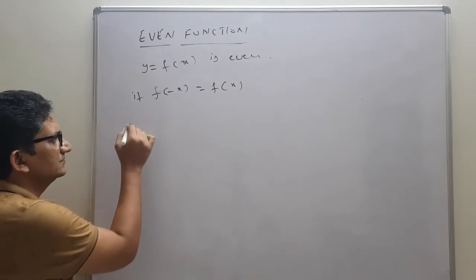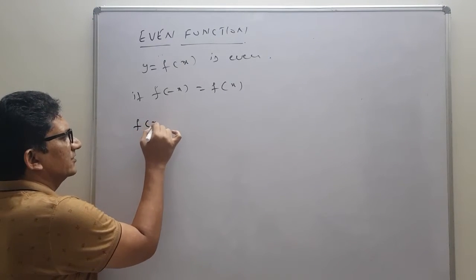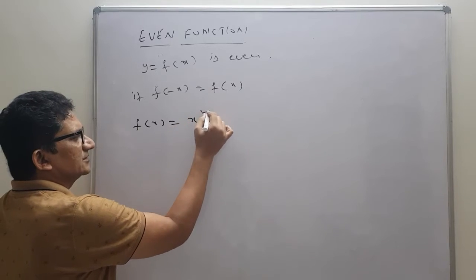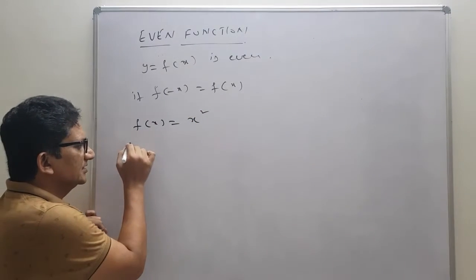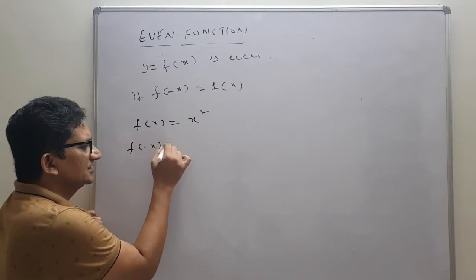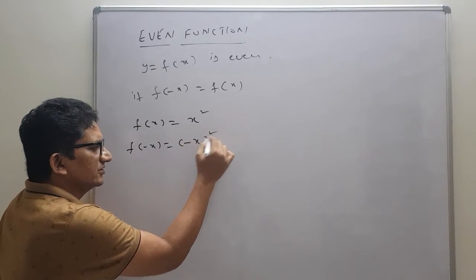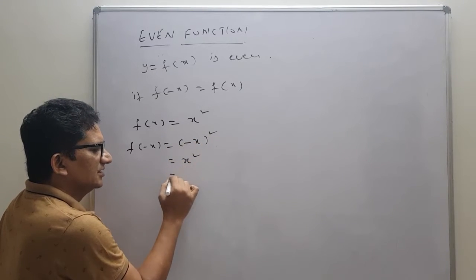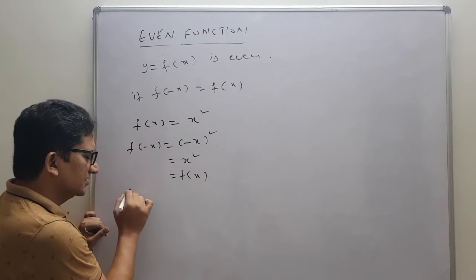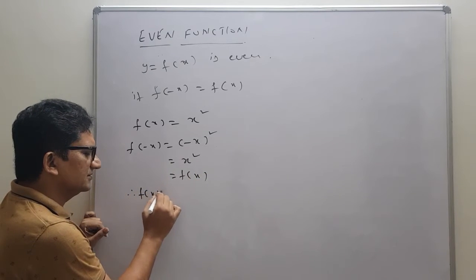For example, f of x equals, we'll take x square. If you replace x with minus x, that is f of minus x, we can take it as minus x whole square, then what you are getting is x square, which equals f of x. So we can conclude, therefore, f of x is even.